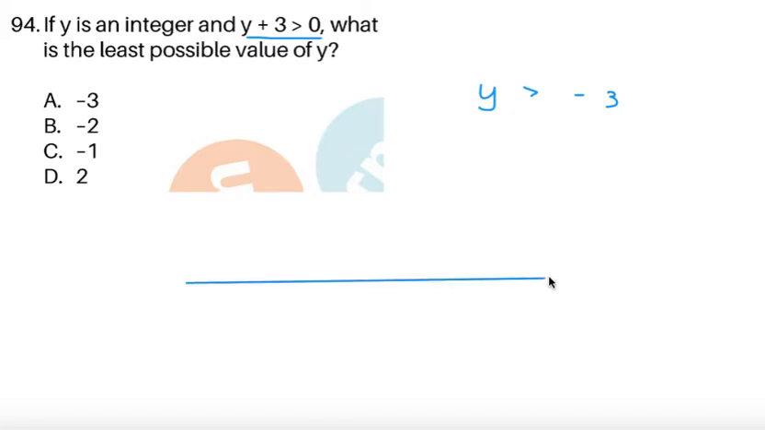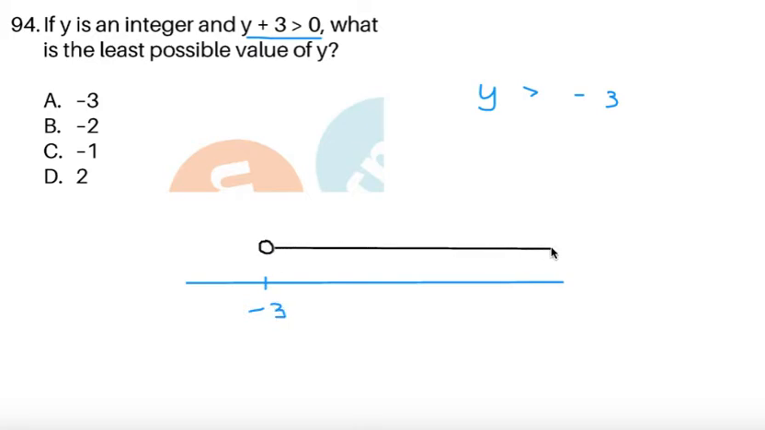We know that if I draw a number line here, and let's say this is the negative 3 mark, it's going to cover everything. The black graph here serves as our graphical solution. Since y is an integer, the next integer that it will hit is going to be negative 2. So the least possible value of y would be negative 2.